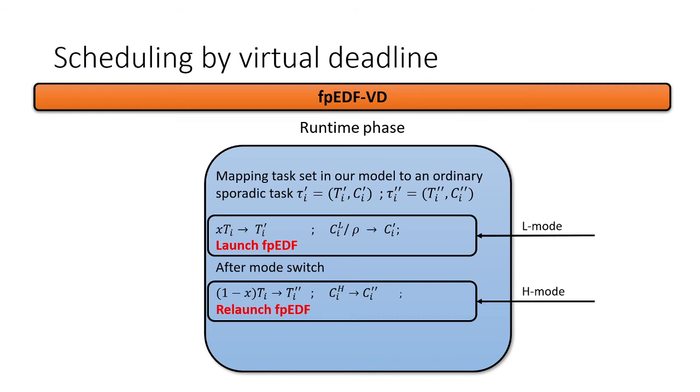The task set is separately mapped depending on the different mode. Under each mode, our algorithm will apply FPEDF respectively. In other words, we have two mappings from MC tasks to non-MC sporadic tasks. And upon a mode switch, FPEDF is relaunched with respect to a different set of non-MC sporadic tasks.